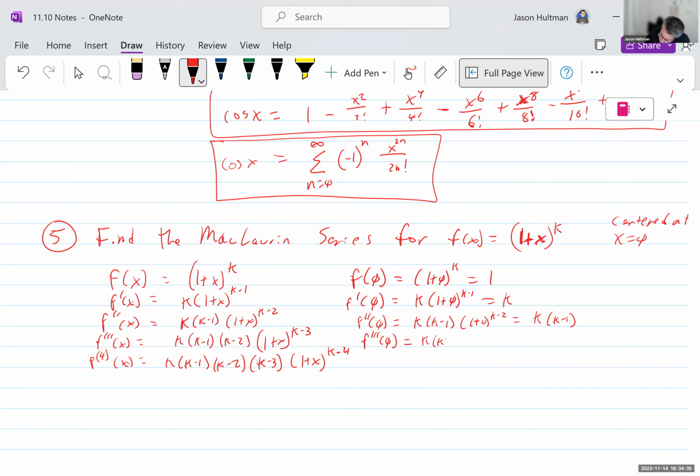The third derivative is k times k minus 1 times k minus 2 times 1 plus 0 to the k minus 3, which is just k times k minus 1 times k minus 2. Okay, fourth derivative is k times k minus 1 times k minus 2 times k minus 3 times 1 plus 0 to the k minus 4. This is going to be k times k minus 1 times k minus 2 times k minus 3.